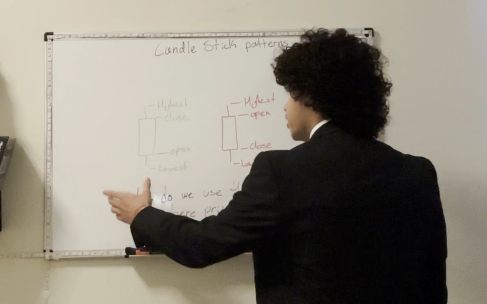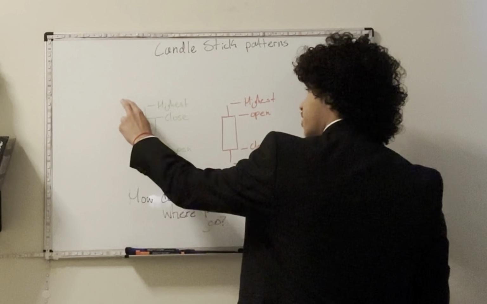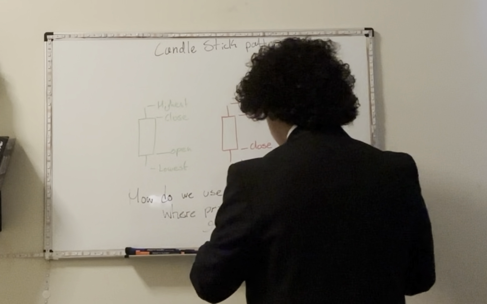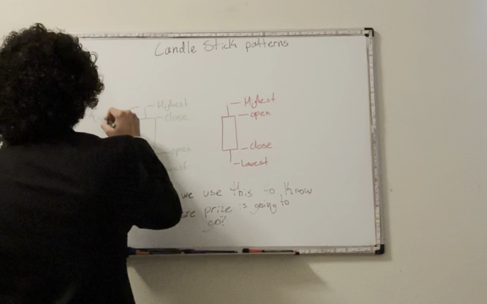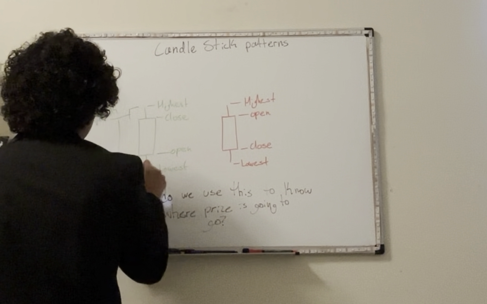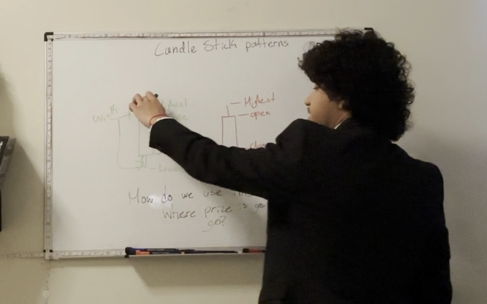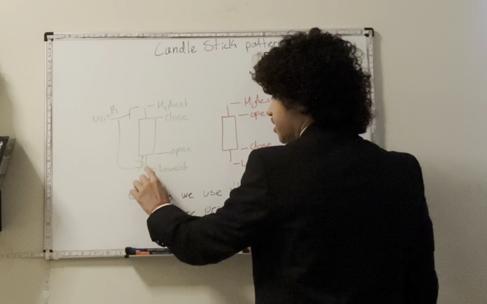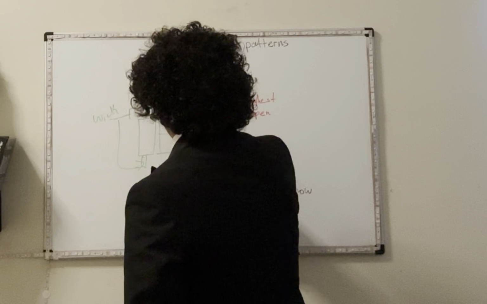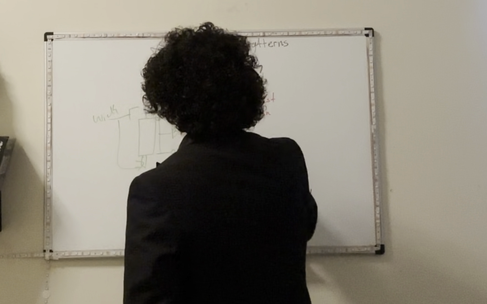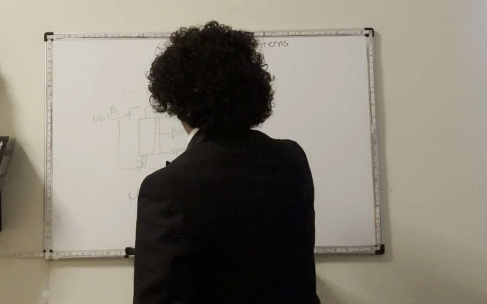For a green candle, the bottom of the body is the open and the top is the close. The wick extends above and below the body, with the top of the wick being the highest price and the bottom of the wick being the lowest. This whole thing is the body. It's the same with the red candle.